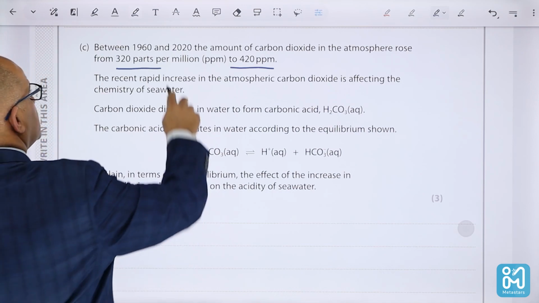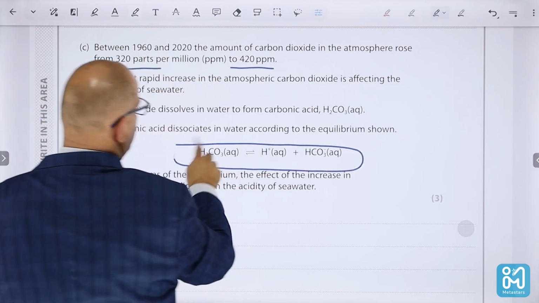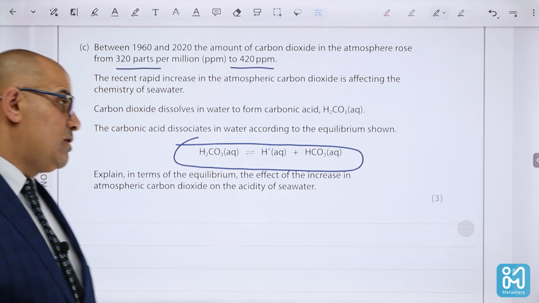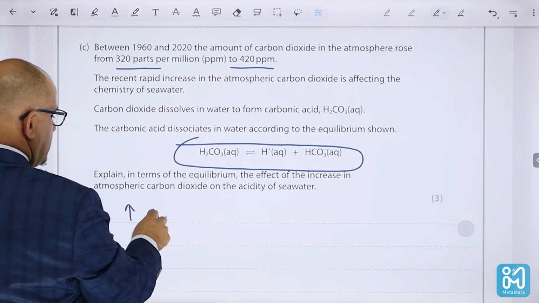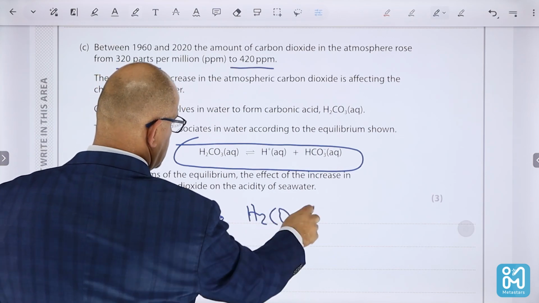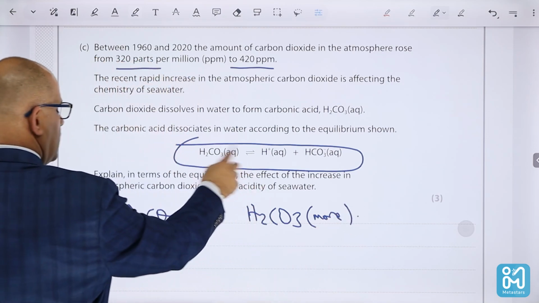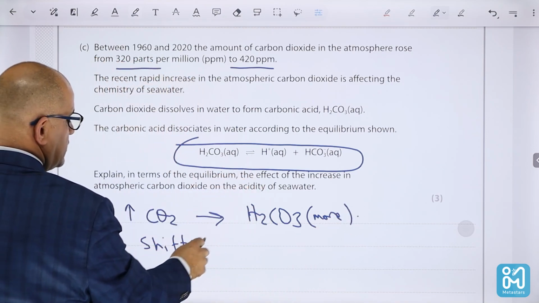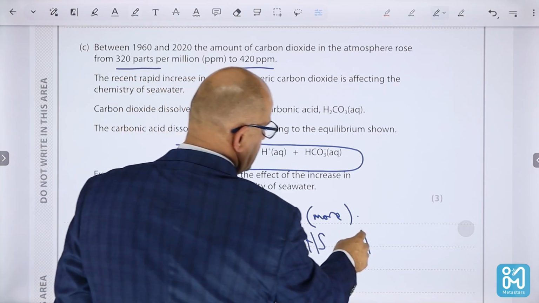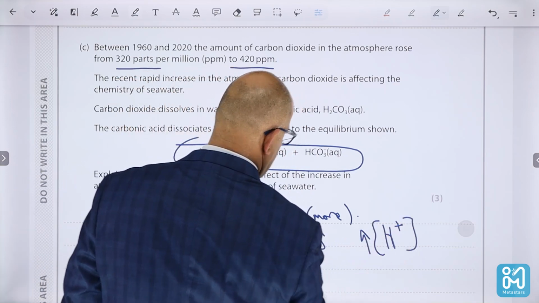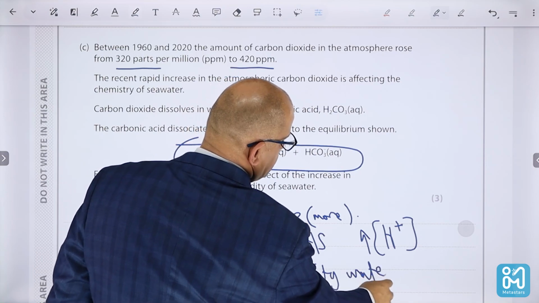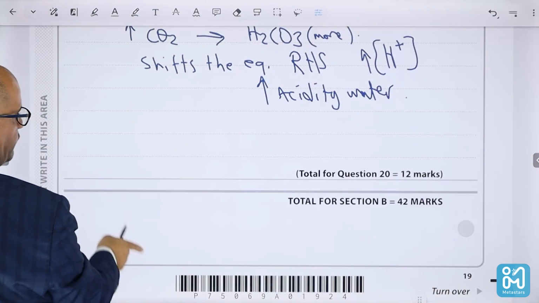It's clear, according to Le Chatelier's principle, if some of the reactant is increased, the equilibrium shifts to the right. So increasing the amount of carbon dioxide leads to the formation of H2CO3. So it will become more, and this will shift the equilibrium to the right-hand side, and this will increase the concentration of hydrogen ions, and this will elevate the acidity of water. Clear? I think it's very clear.